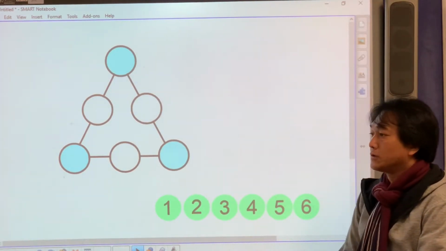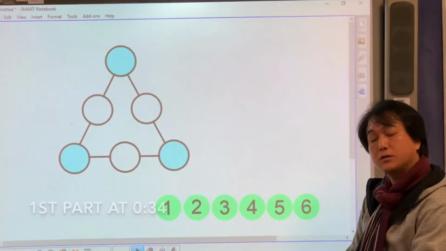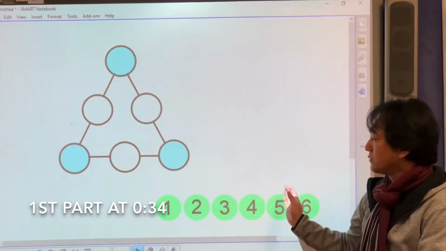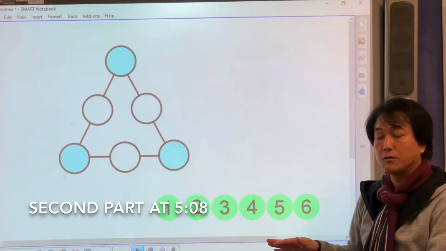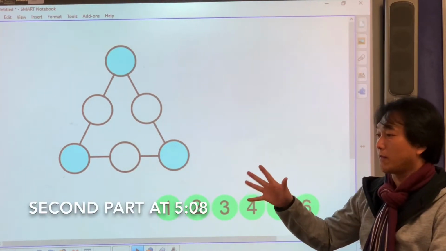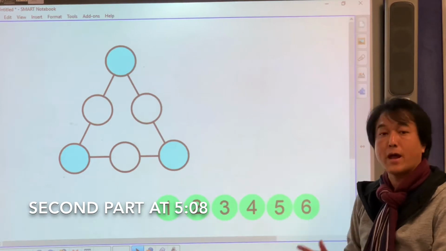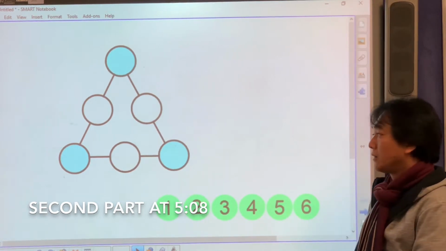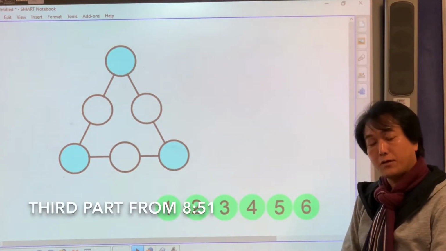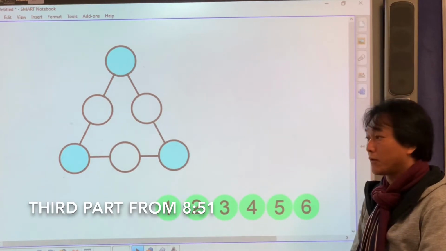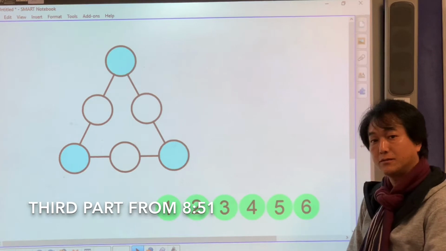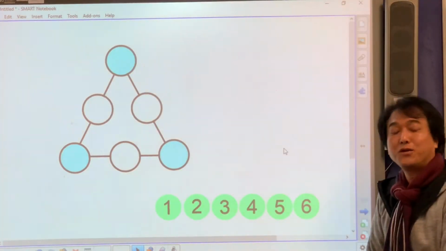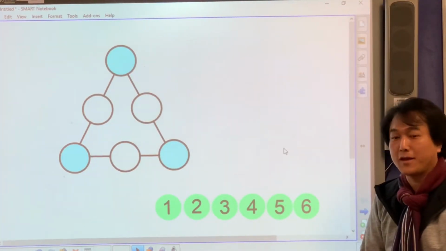So the first part of the video, you're going to just play with the numbers. The second part of the video, you are going to think if there are more answers to it. The third part of the video, we will go through how many answers can exist, right? So we're going to make a magic triangle today.